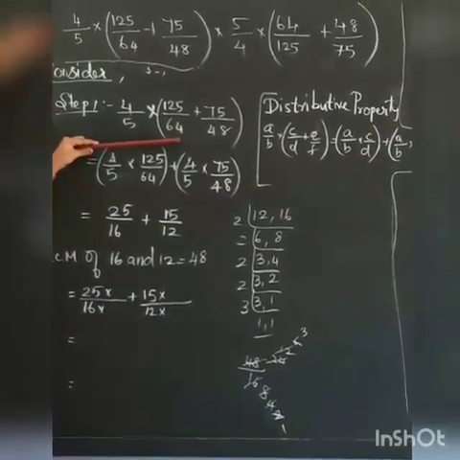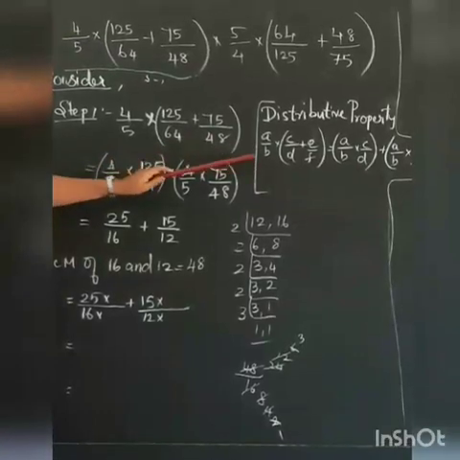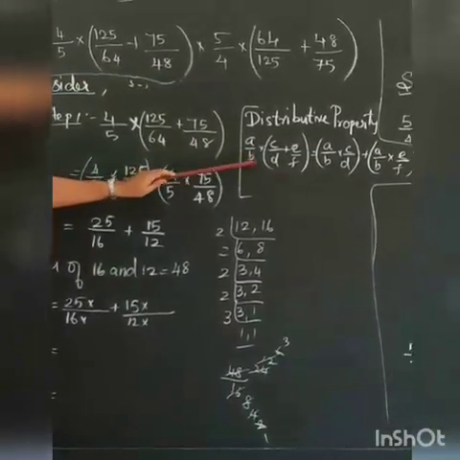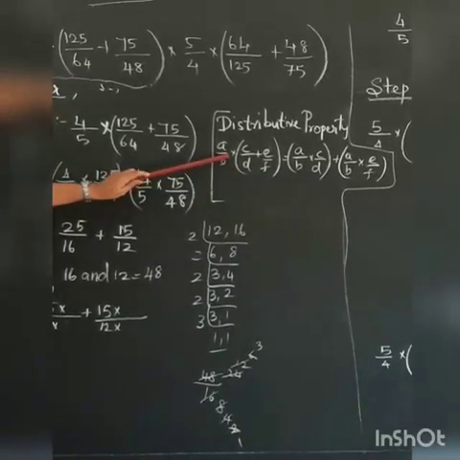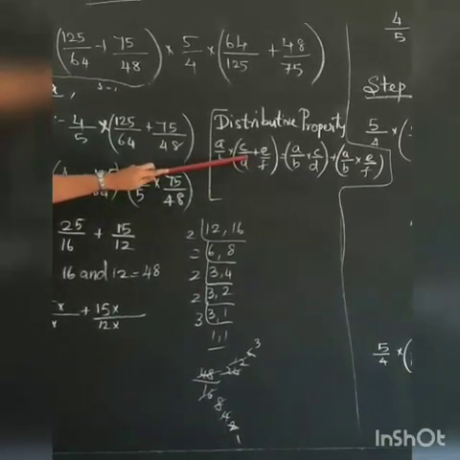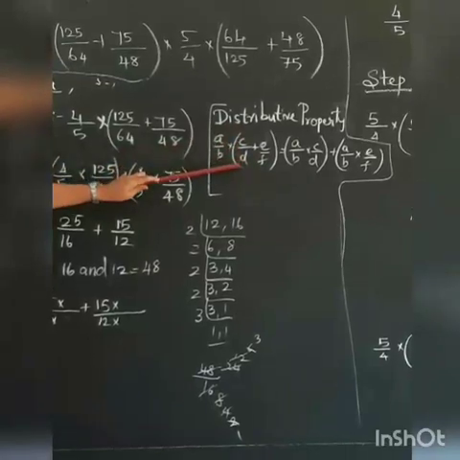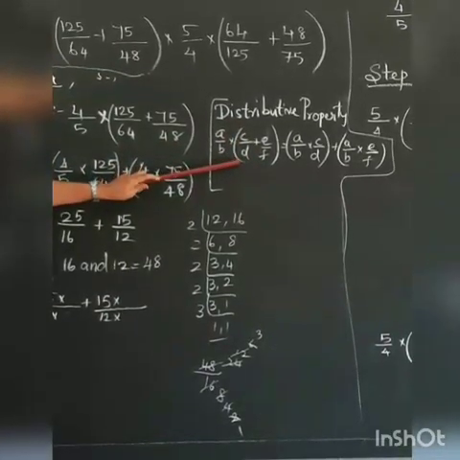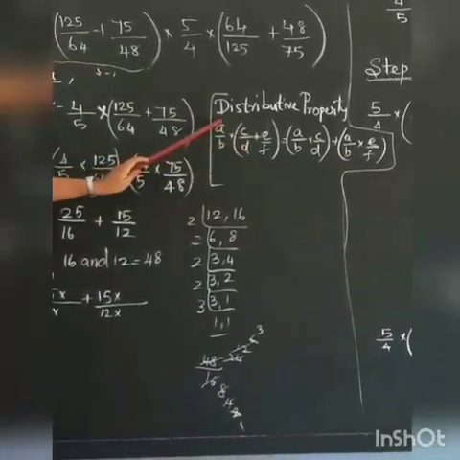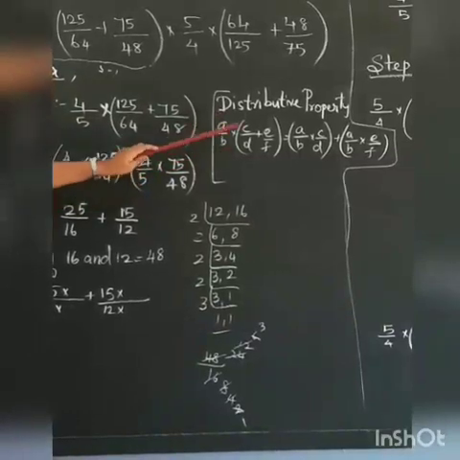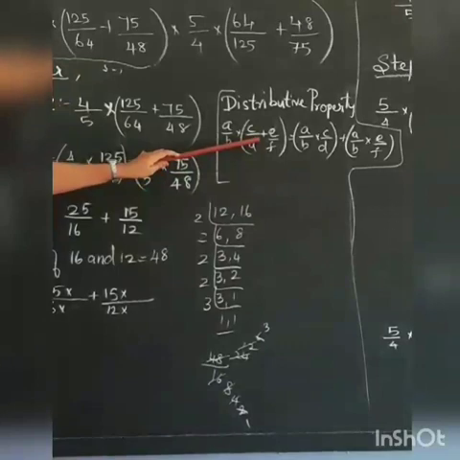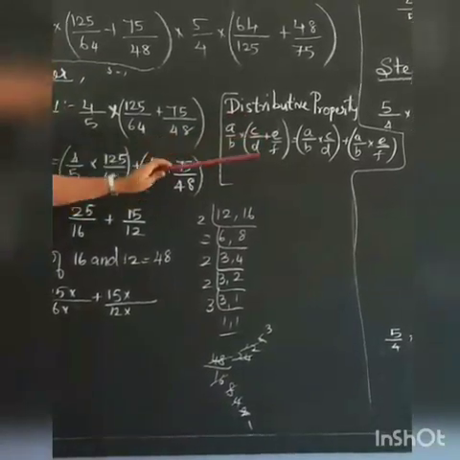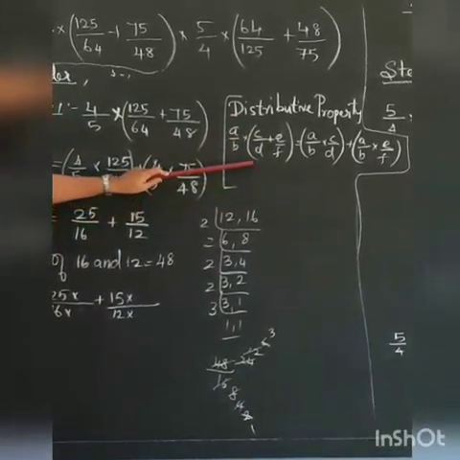simplify this question easily. What is the distributive property? A by B into C by D plus E by F. 3 rational numbers are involved, of multiplication under addition. Clear? So this is nothing but the distributive property, the left hand side. Then what will be your right hand side? You have to move this A by B inside the bracket. So A by B into C by D plus again A by B into E by F. So this is your distributive property.